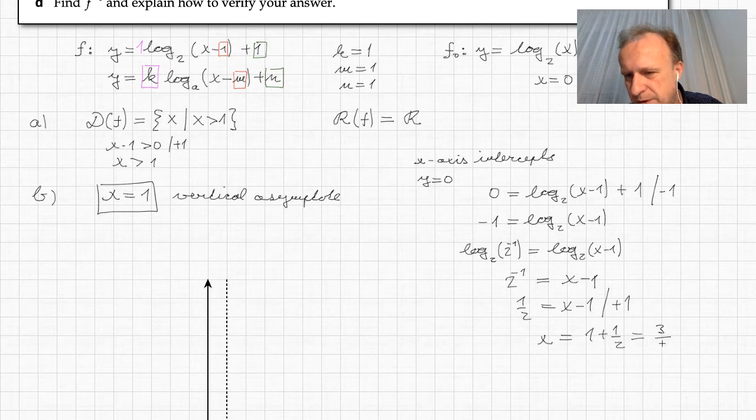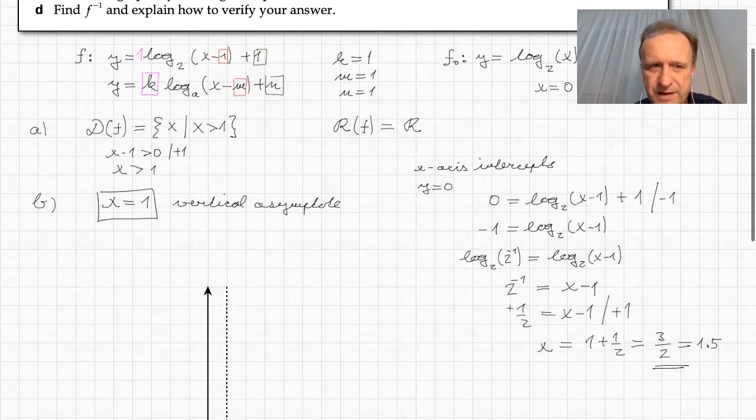which is 3/2. So the x-axis intercept is 3/2 or 1.5 exactly. So this should be the x-axis intercept.